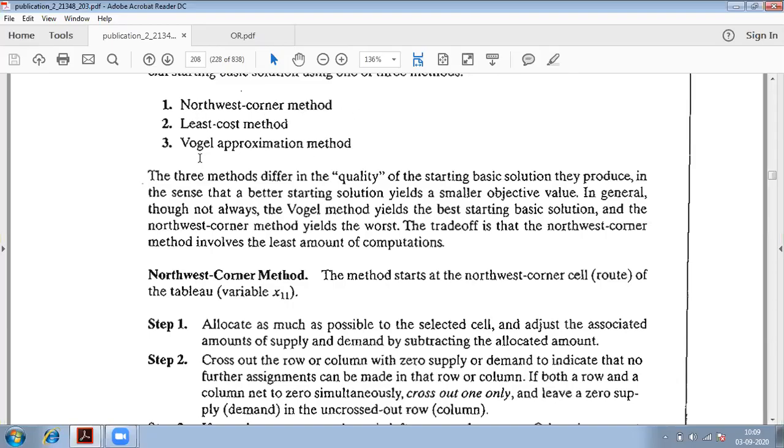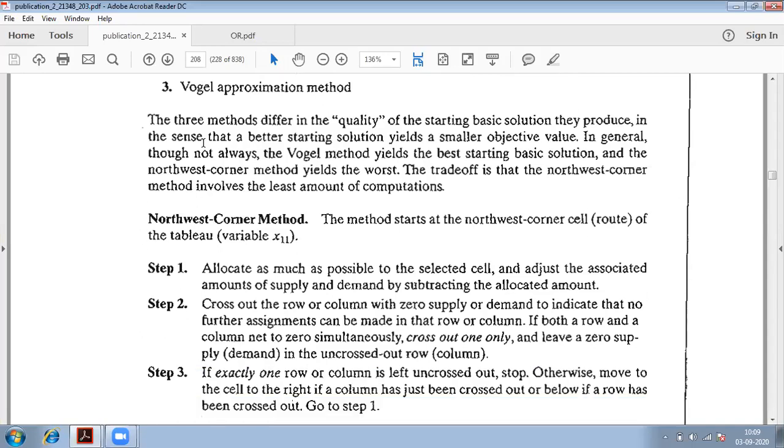The northwest corner method and Vogel's approximation method will remain as usual. Instead of the least cost of the cell method, there are three other methods: the row minimum method, the column minimum method, and the matrix minimum method. Now, the northwest corner method.